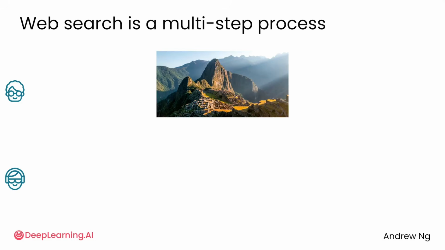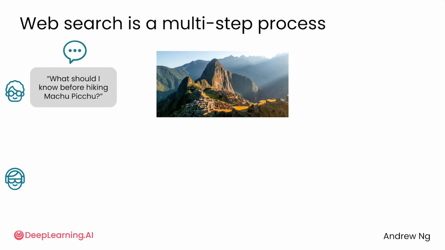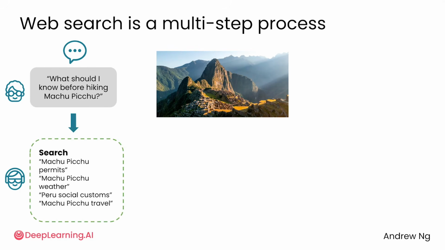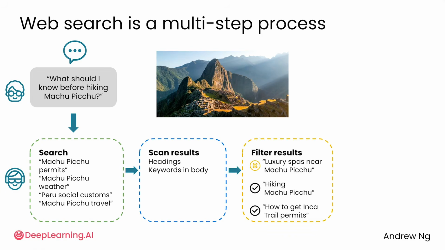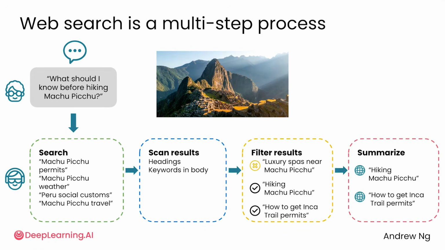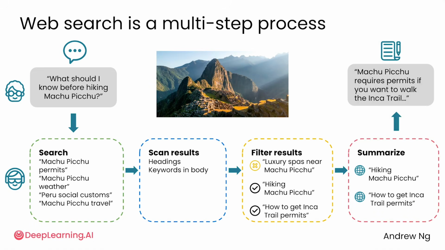To walk you through one example of this process, if you ask the user-facing AI model, that's like the customer service agent talking to you, what should I know before hiking Machu Picchu? The second model may do some web searches with phrases like Machu Picchu permits, Machu Picchu weather, or the social customs, and so on. And it'll then scan the returned results, much like you may scan a page of Google results to decide what's relevant, and filter out irrelevant results and summarize the most relevant web pages to provide back to the first agent that then generates the final answer for you.